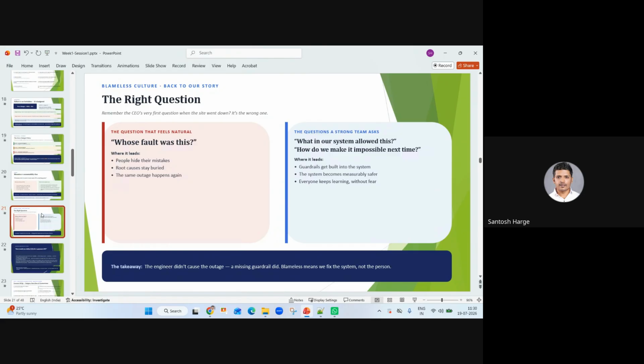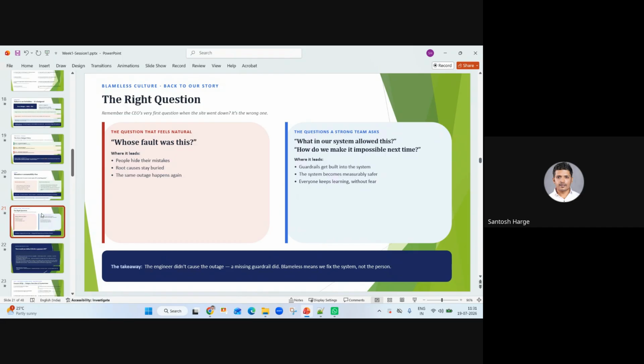So what should the right question be? To conclude this topic, as we discussed, when you ask whose fault it was, people are going to hide their mistakes, and the root cause will still be unknown, because people will not come up with what exactly happened, and the same outage will happen again and again.